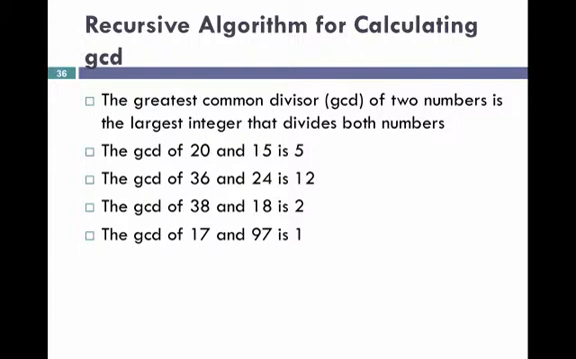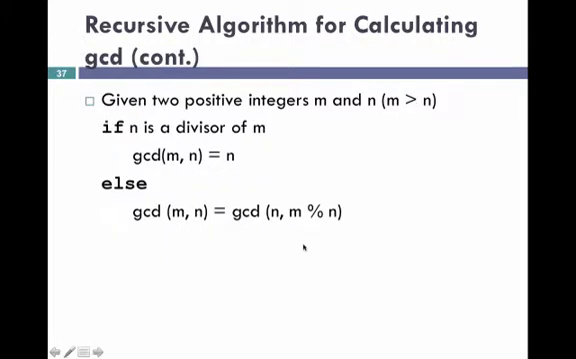We can also solve GCD using recursion. The greatest common divisor of 2 numbers is the largest integer that divides both of them. So the GCD of 20 and 15 is 5. The GCD of 36 and 24 is 12. The GCD of 38 and 18 is 2. The GCD of 17 and 97 is 1.